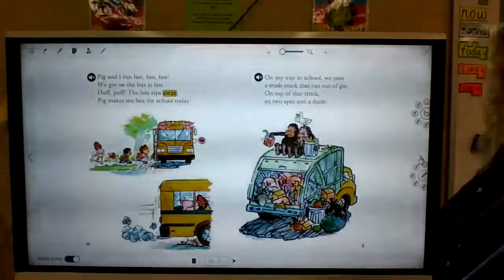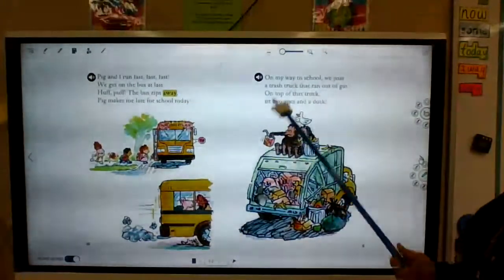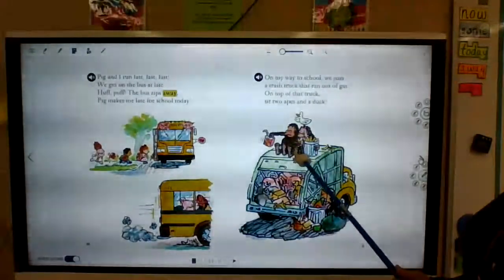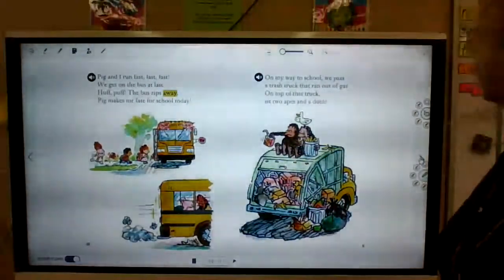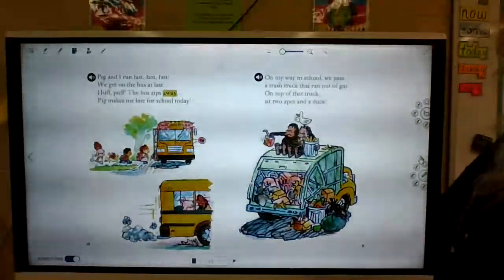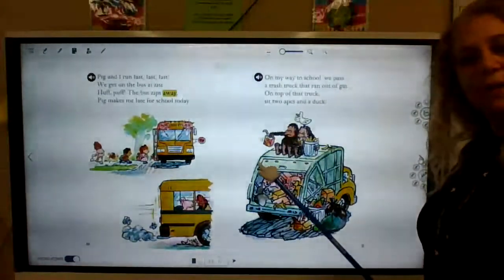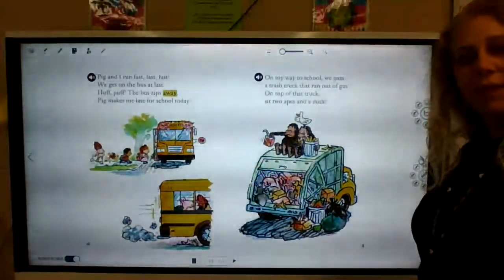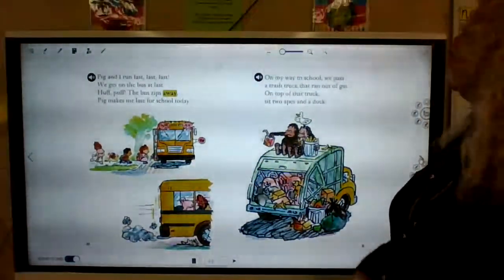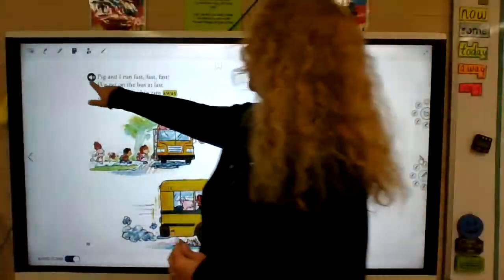So we're looking and thinking about this. So what do you think, just without even reading it, what do you think is going to happen with these two guys, these gorillas? Or apes, I guess they're apes. If the pig got on the bus, what would you predict the apes are going to do? They might get on the bus too. Okay, let's see if that prediction is right.